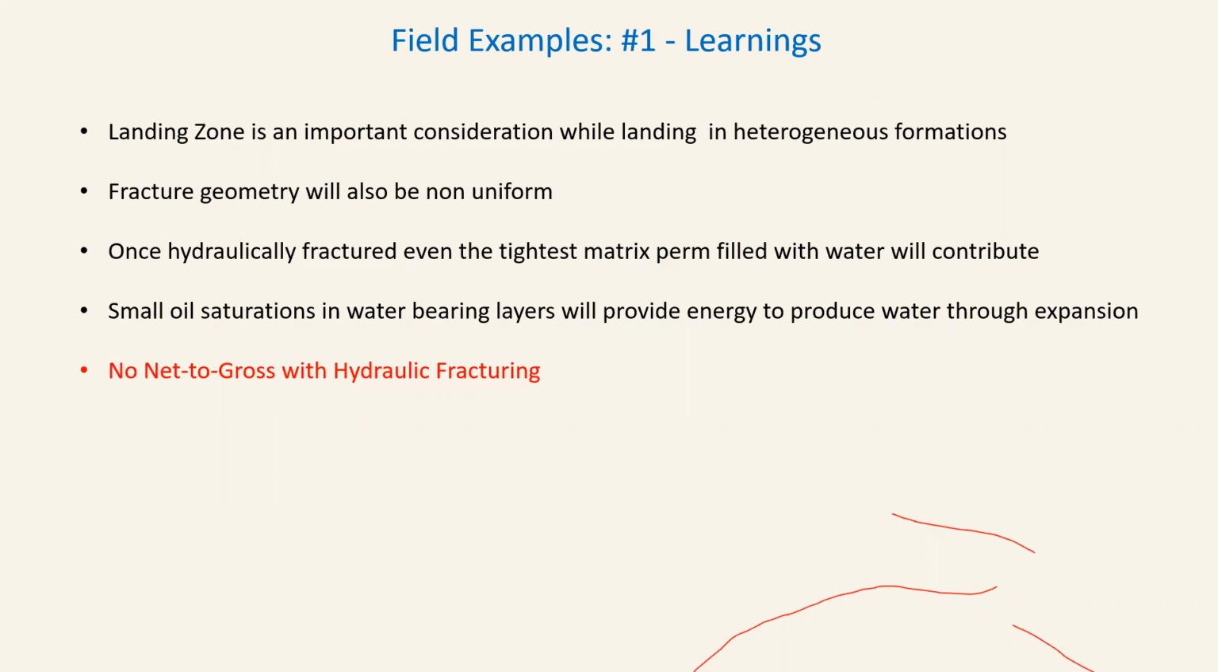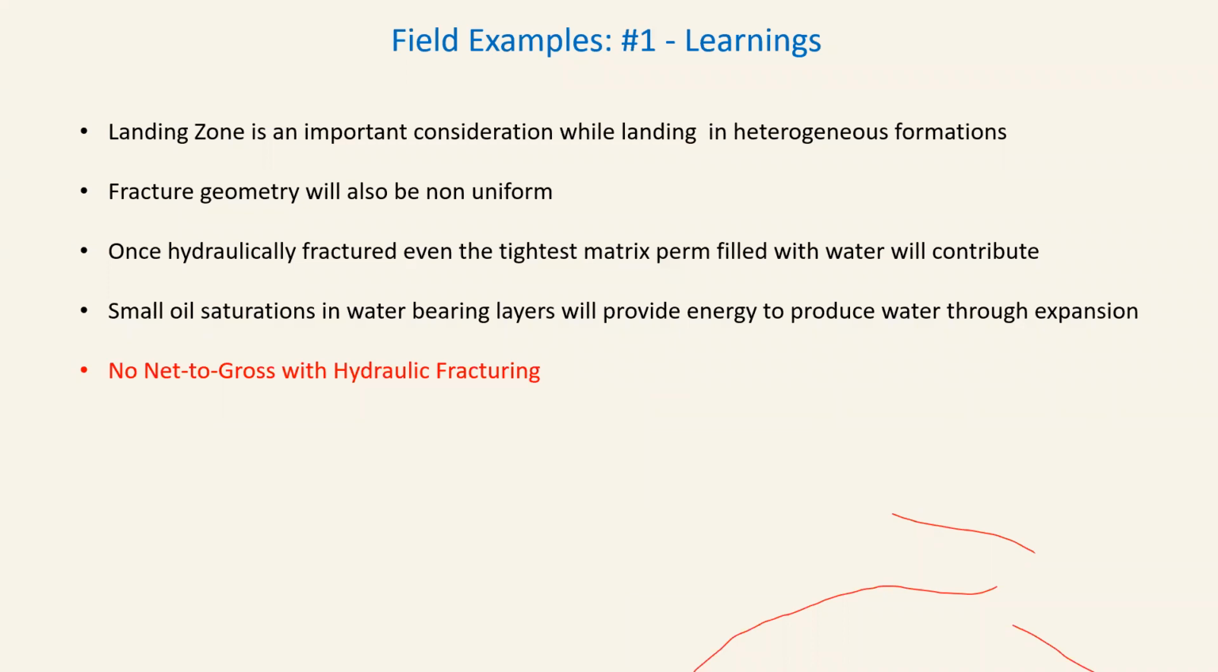And the other thing we learned here, we've learned this before, but this is an example of it, is that when you hydraulically fracture, there is no net to gross. Net to gross is a concept that does not exist when you start hydraulic fracturing, because once you hydraulically fracture rock, the hydraulic fracture doesn't know, it doesn't care that a geologist labeled it as not net. All right. So if you have a high water zone with low permeability and you frack into it, that water is going to be produced.